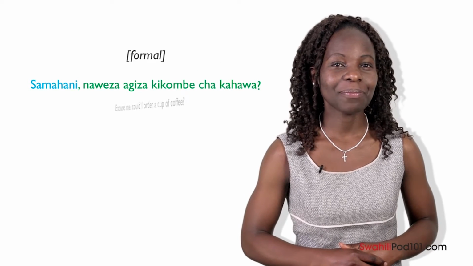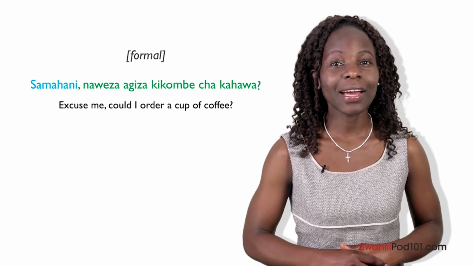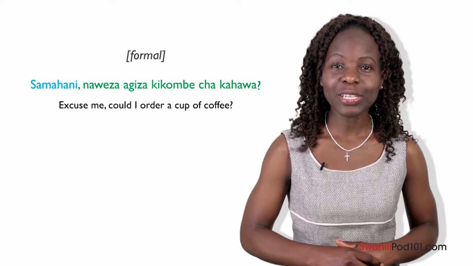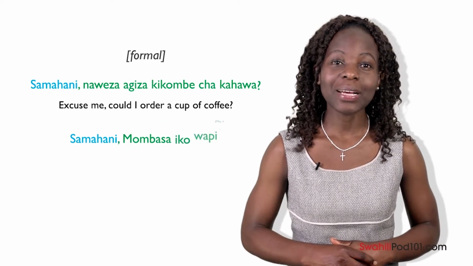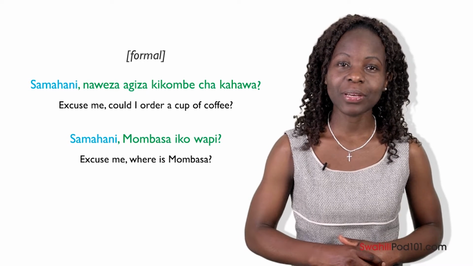We should use Samahani in formal situations, such as when we are ordering something in bars or restaurants. For example, Samahani, naweza agiza kikombe cha kahawa? Excuse me, could I order a cup of coffee? We can also use it when asking a question. For example, Samahani, Mombasa iko wapi? Excuse me, where is Mombasa?